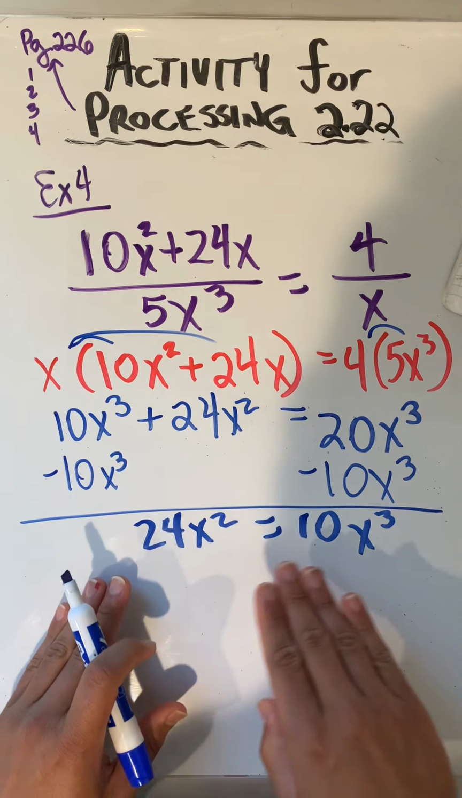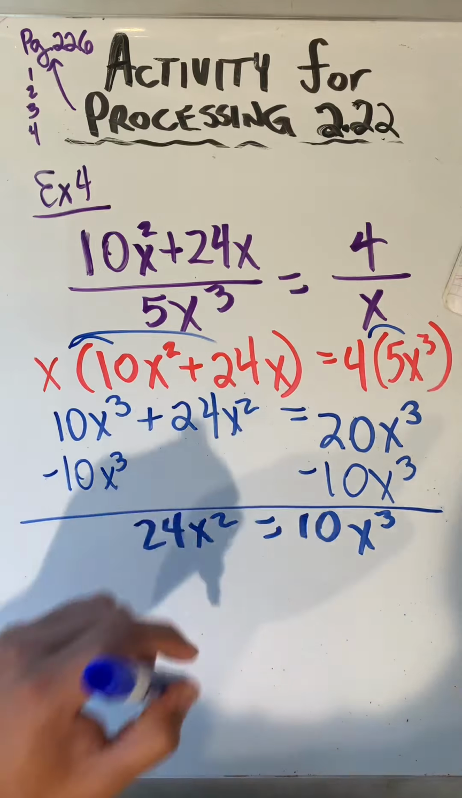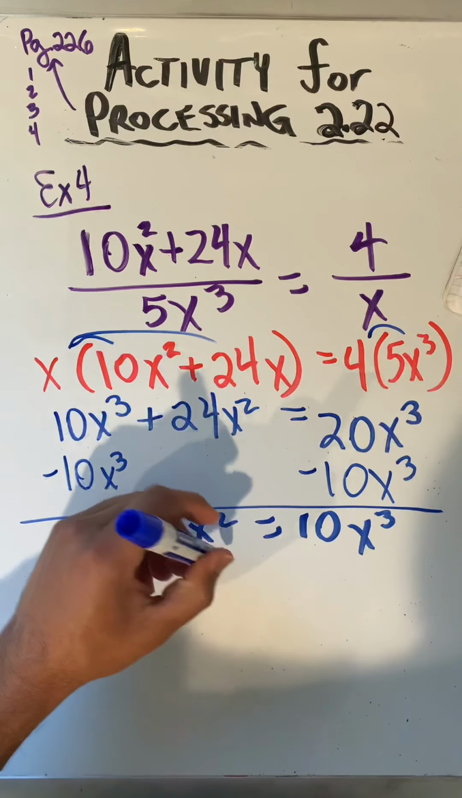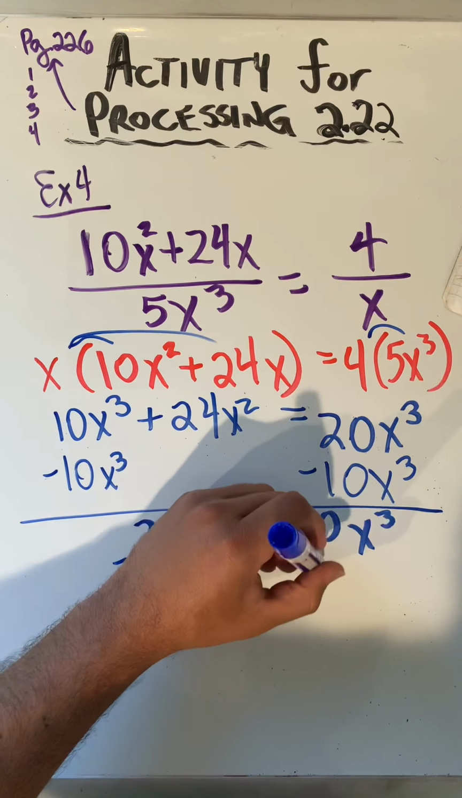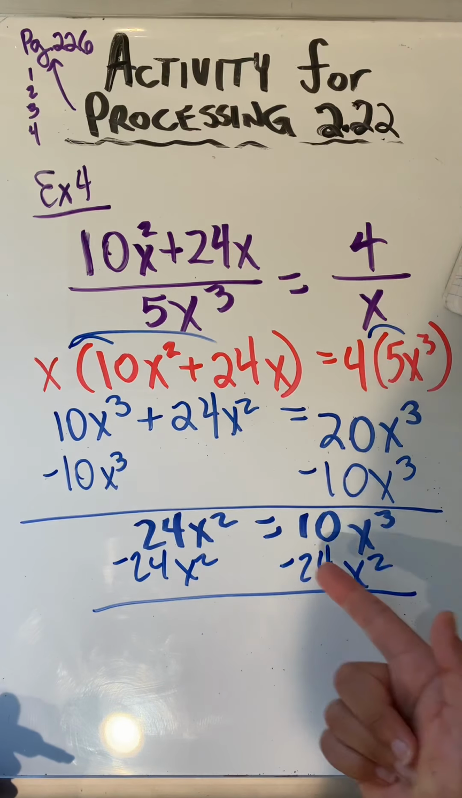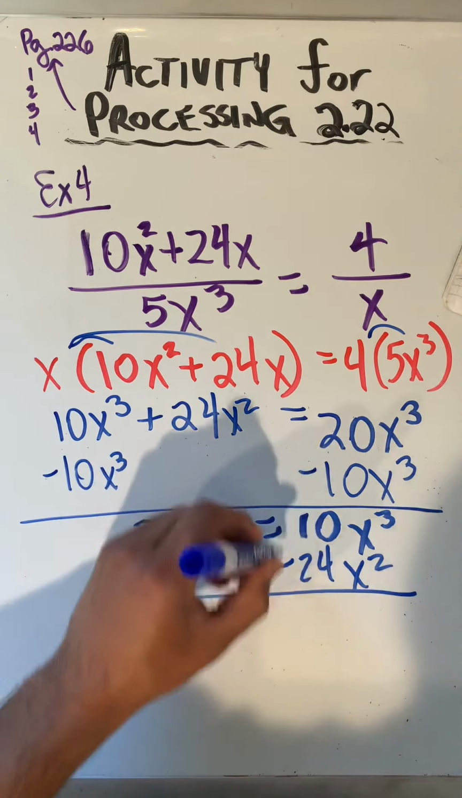So now we got 10x cubed and 24x squared. And then many of you are like, oh, I can start dividing and stuff. No, don't. Slow your roll. What we're going to do here is we're actually going to subtract 24x squared from the left side and from the right side. So you're probably thinking to yourself, what? This is not good. Why would you do that?